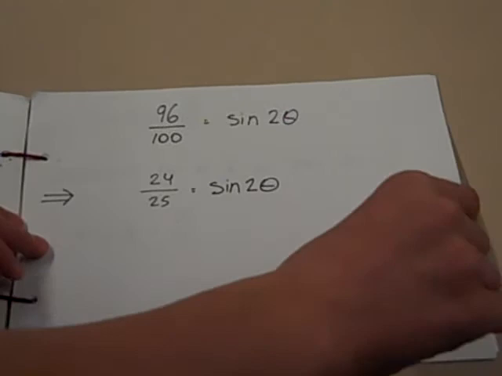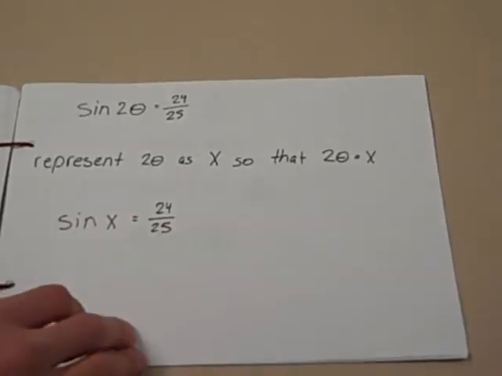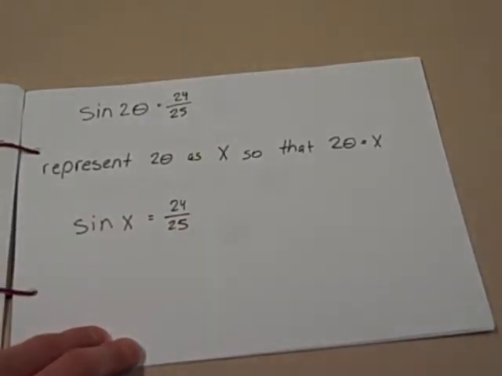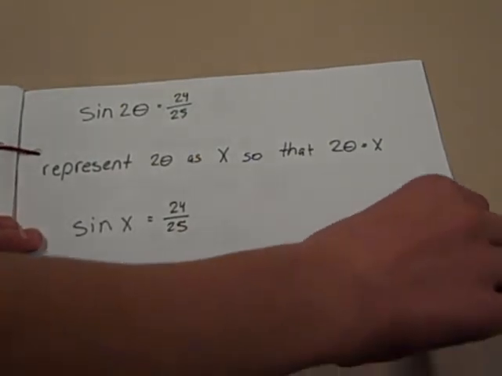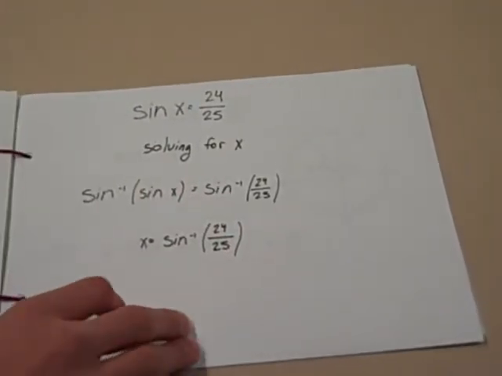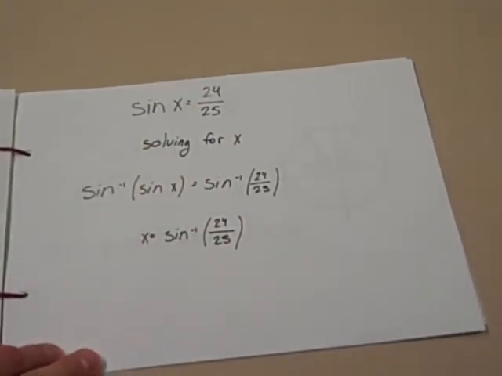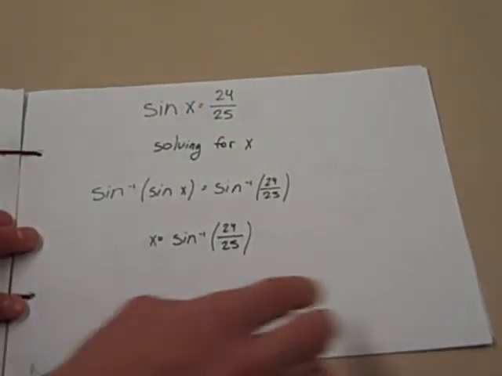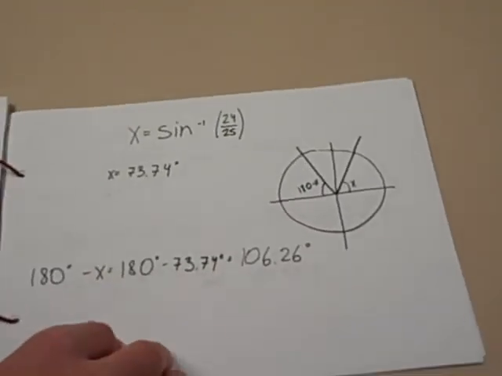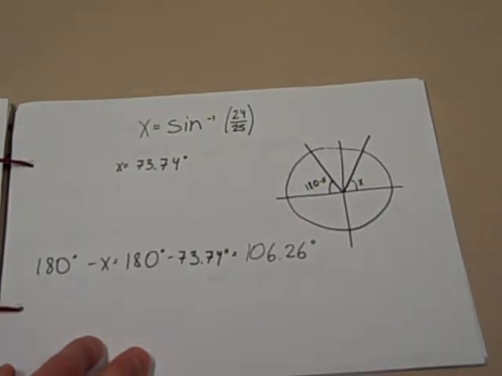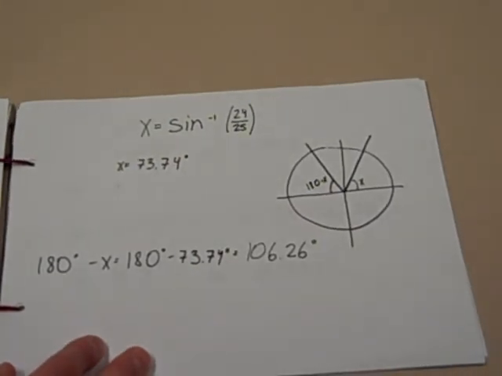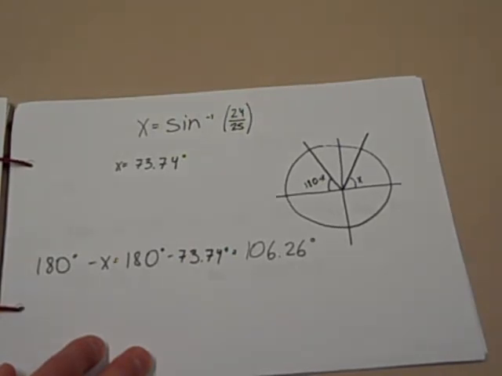If we imagine 2 theta as x, then it becomes sine x equals 24 over 25. Now we apply sine inverse to both sides so we can find the value of x. The sine inverse of 24 over 25 is 73.74 degrees. By looking at the unit circle, we can say that the same value occurs at 180 minus x, which is 106.26 degrees.